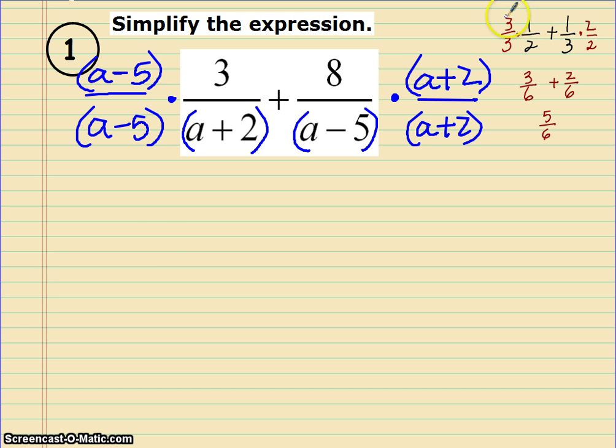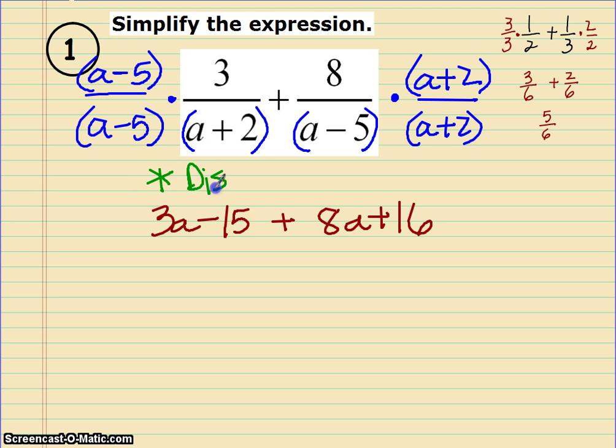Now here we just did 1 times 3. So we'll go ahead and do 3 times a minus 5, which is 3a minus 15. I went ahead and distributed that. Plus, now I'll distribute 8a plus 16. So my step I took right here is I actually, I'm going to write that down, distributed.